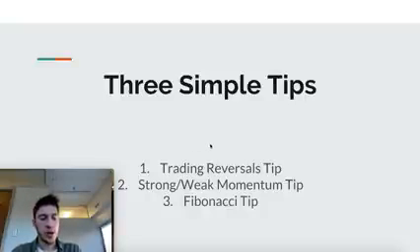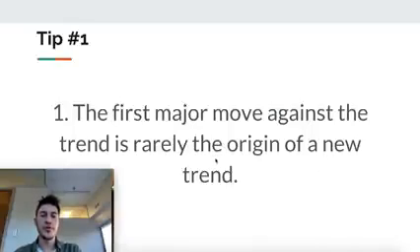So to start off with our first trading tip, let's talk about reversals. Remember that the first major move against a trend is rarely the origin of a new trend. What do I mean by that? Well, the first major pullback that a trend gets is typically a bull trap. If price is in a downtrend, typically that first move against the downtrend, a bullish retracement, is usually just going to be a bull trap where weak buyers get trapped into positions and then price goes lower. And then the moment that they all sell, price actually reverses and goes higher.